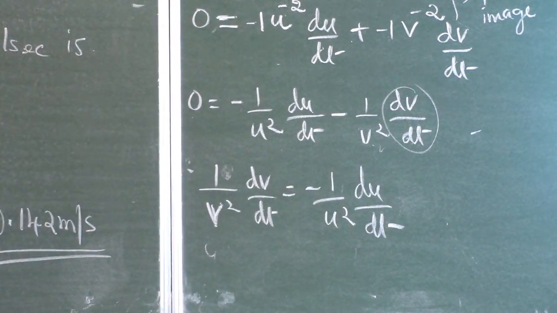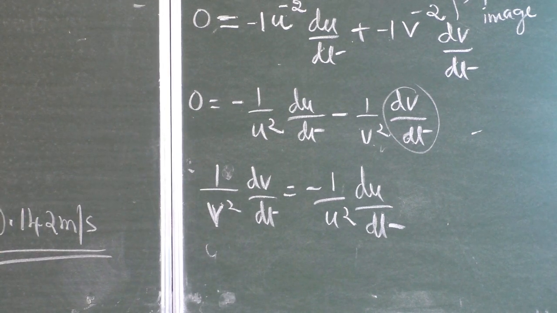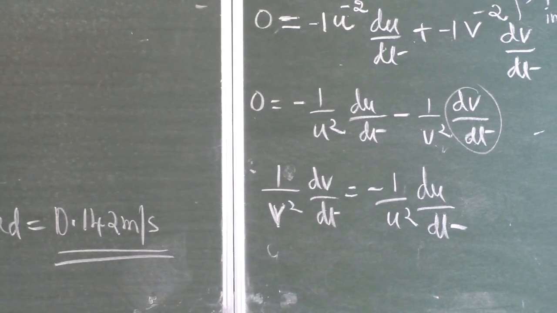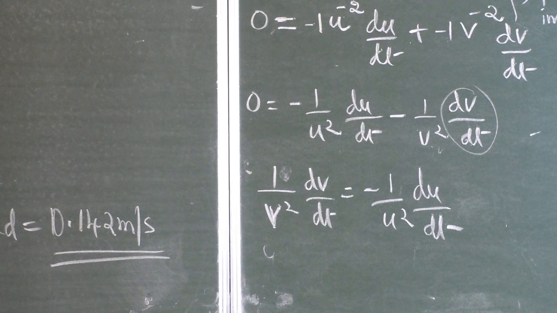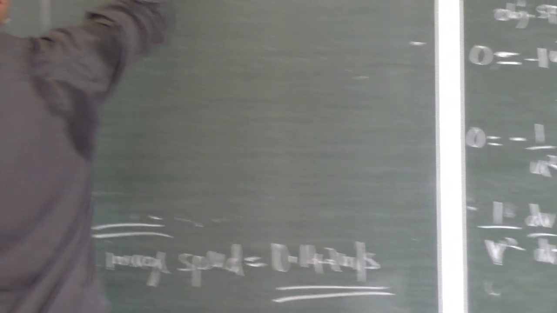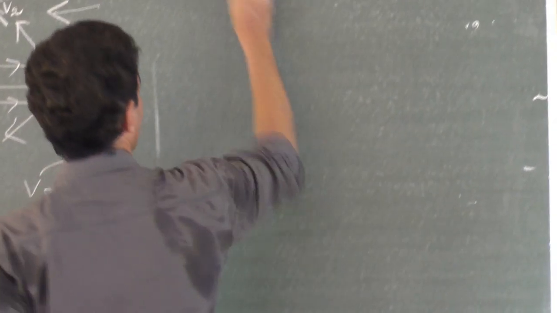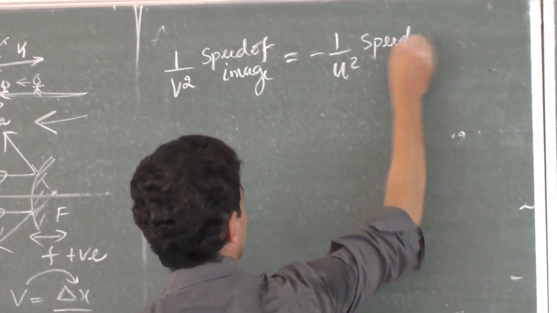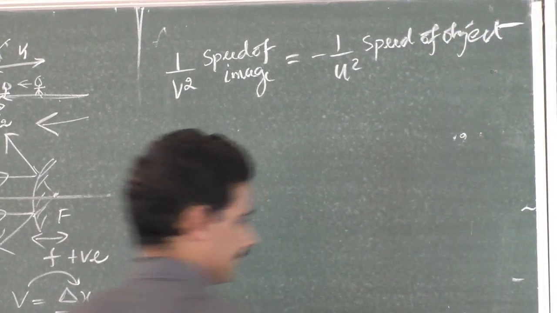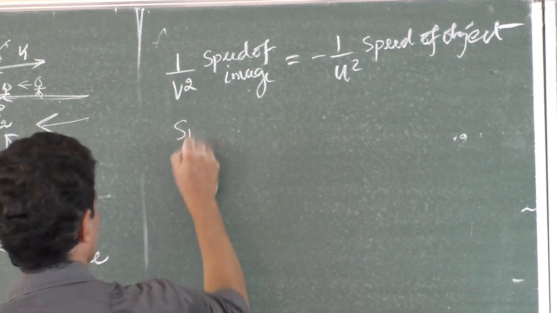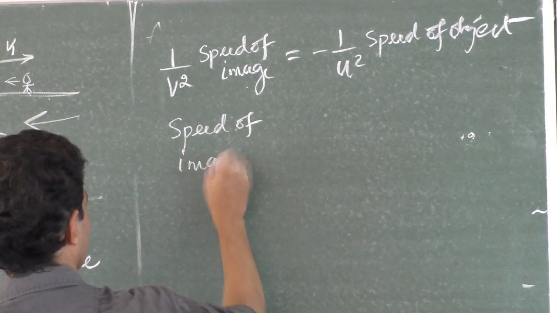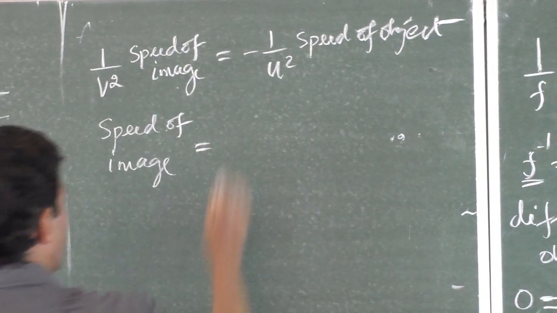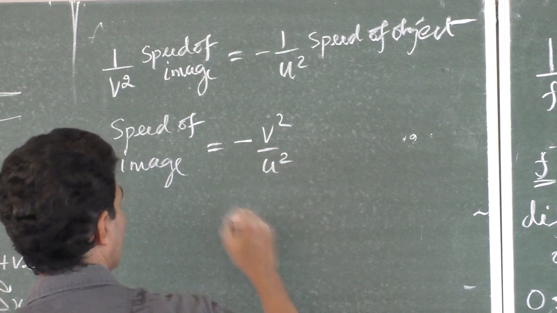Okay, shall I rub this? We have the answer. I will keep the answer here only so that we can compare it. You will get a very close answer. Okay. So we will shift it here. 1 by v square dv by dt is equal to minus 1 by u square du by dt. So 1 by v square speed of image is equal to minus 1 by u squared speed of object. Okay. Now, what is speed of image? That is our question. Speed of image is equal to minus, I will bring this here, v square by u square speed of object.